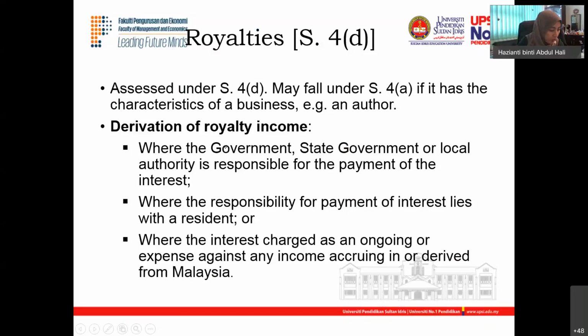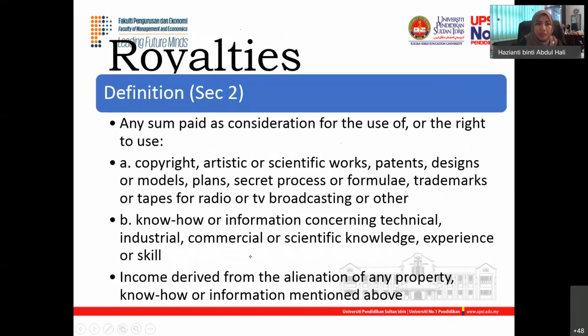So the derivation of royalty income is where the government, state government or local authority is responsible for the payment of the interest, responsibility for payment lies with the resident, or where the charge is an expense against any income accruing or derived from Malaysia. Alright, so it is a sum paid as consideration for the use of or the right to use a copyright, artistic or scientific works, patent, design, models, formula, trademarks or tape for video or TV broadcasting or other know-how or information concerning technical, industrial, commercial or scientific knowledge.